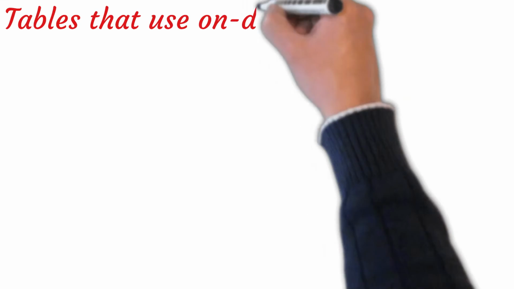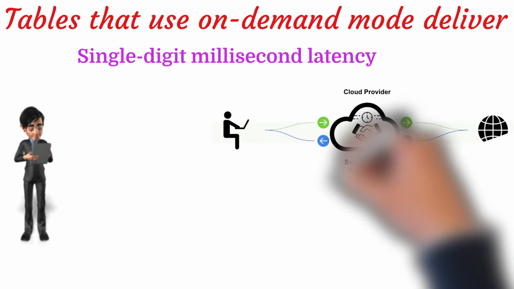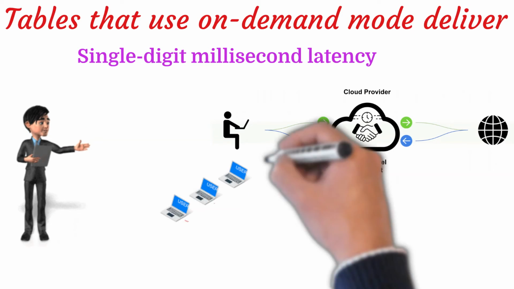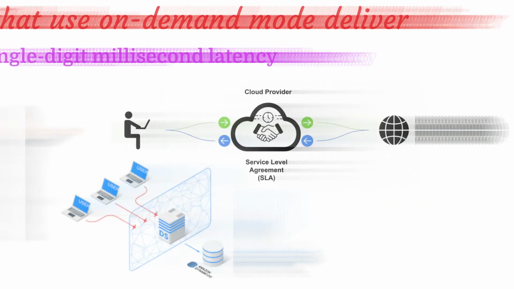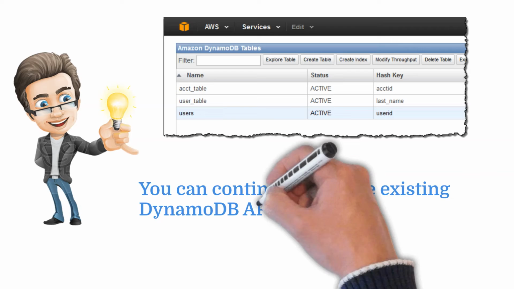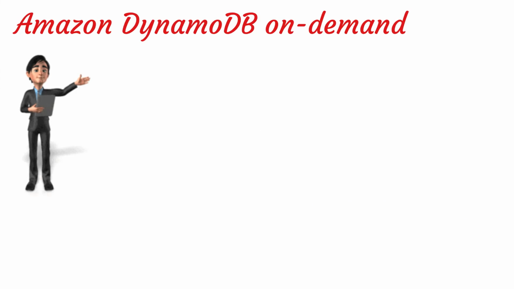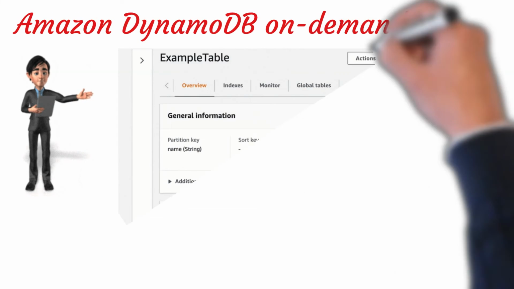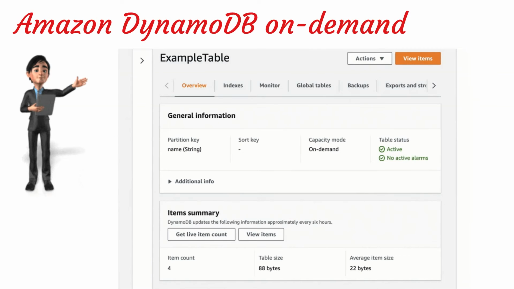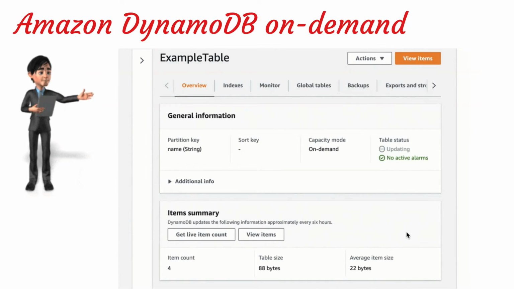Tables that use on-demand mode deliver the same single-digit millisecond latency, service level agreement, SLA, commitment, and security that DynamoDB already offers. You can choose on-demand for both new and existing tables, and you can continue using the existing DynamoDB APIs without changing code. On-demand mode is a good option if any of the following are true. You create new tables with unknown workloads. You have unpredictable application traffic. You prefer the ease of paying for only what you use.